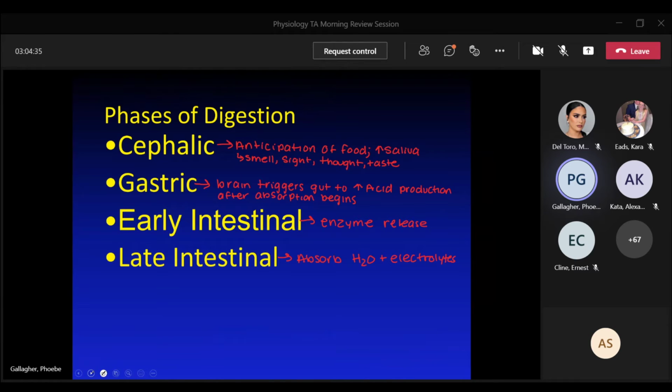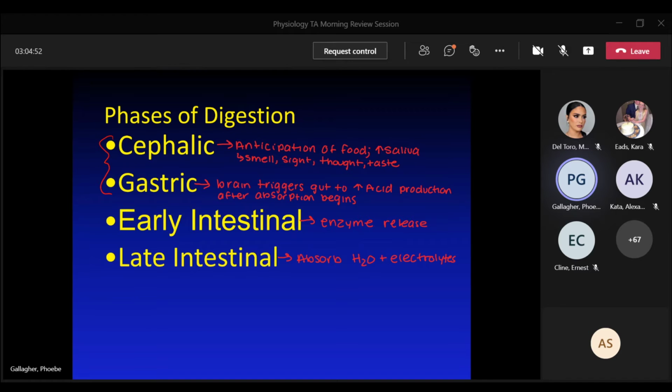Okay, so you have your phases of digestion. You've got your cephalic, your gastric, your early intestinal, and your late intestinal. The two that he talks about in this lecture are your cephalic and your gastric. So when you think of your cephalic, just think of it as anticipation of food.